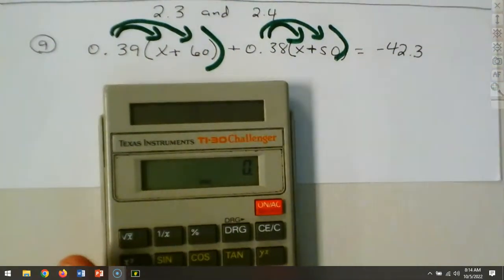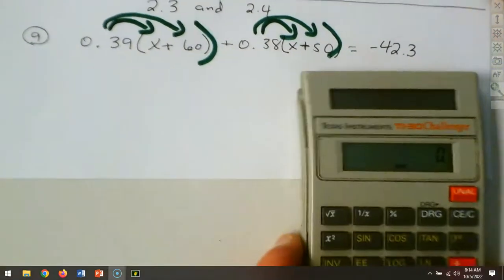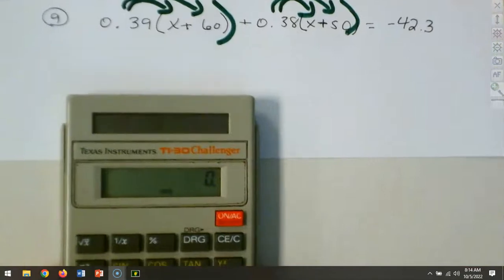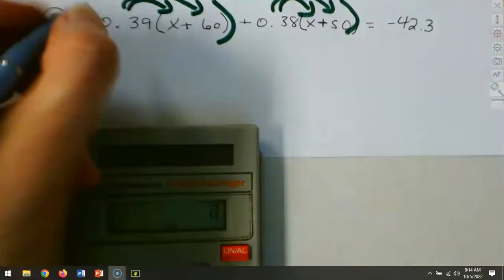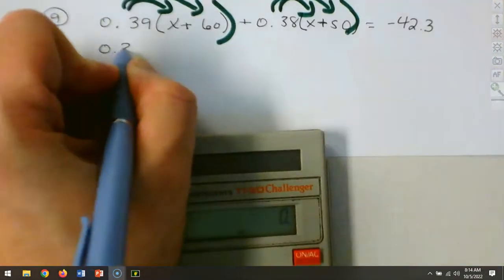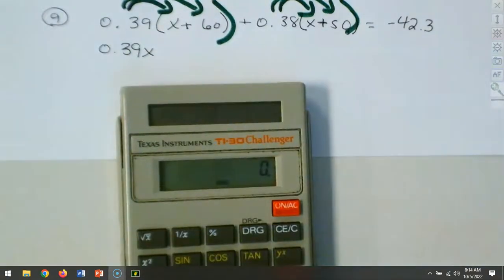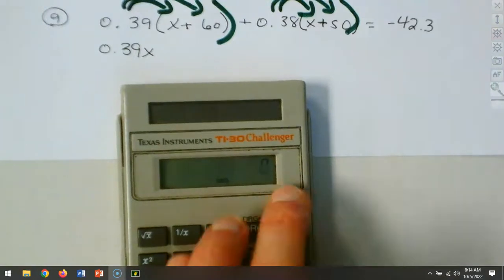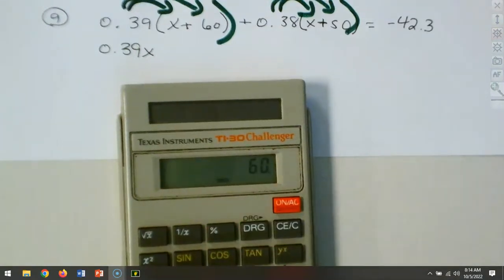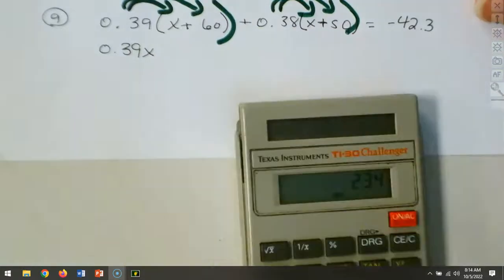So let's go ahead and work with this one. When we distribute through, put it over here so we can kind of see it. When we distribute through, what do we have? We have 0.39x, because that just goes through. And then what do we have next? Next we've got 60 times that 0.39, and that gives you 23.4.